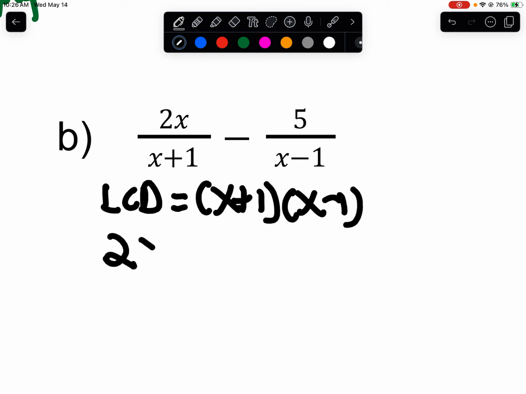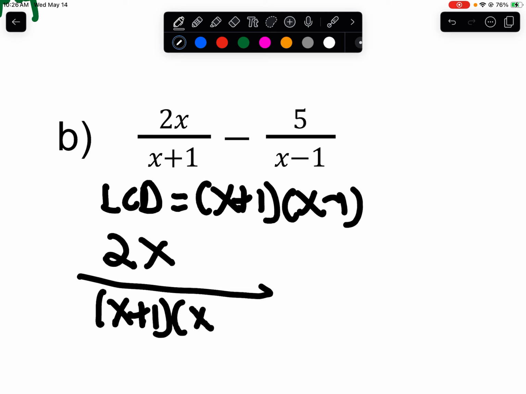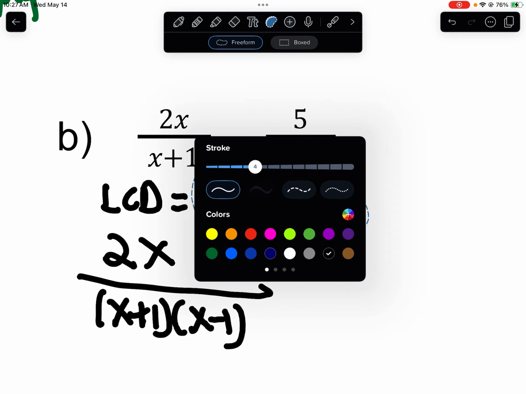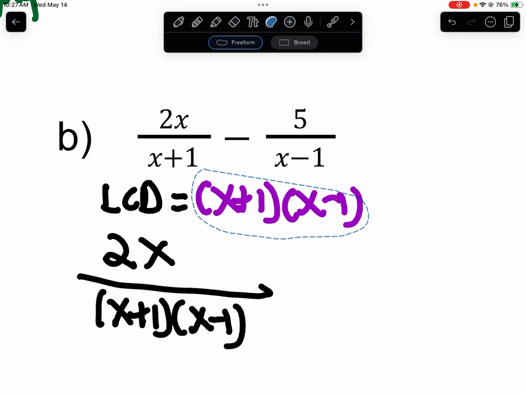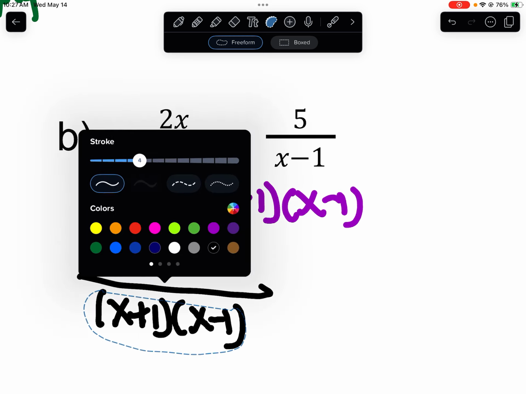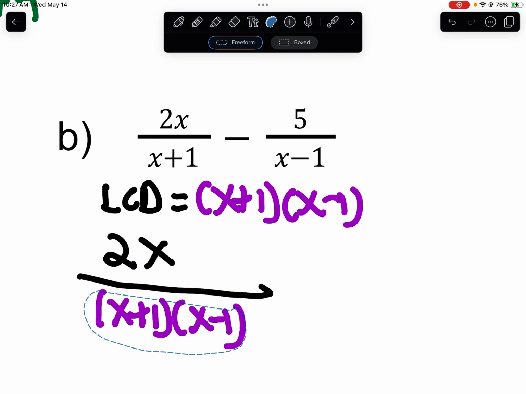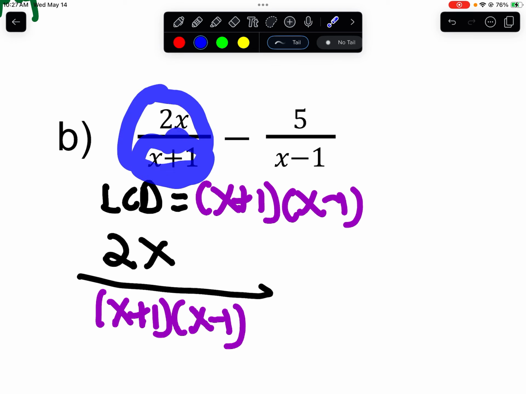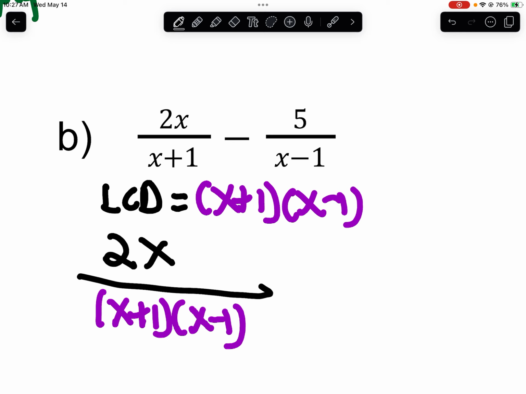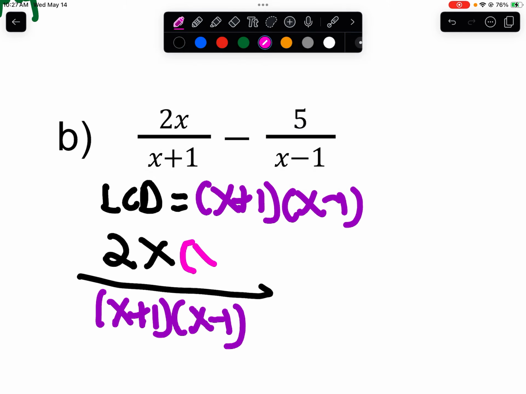Then we're going to rewrite this as 2x over the LCD of x plus 1, x minus 1. And I'm going to go ahead and change this LCD to be a different color. Let's go purple, I guess, or pink. So this is the LCD, and that's pink. So now, what is missing from the original fraction here? On the bottom, x plus 1, we're missing the x minus 1. So we're going to add that to the top.